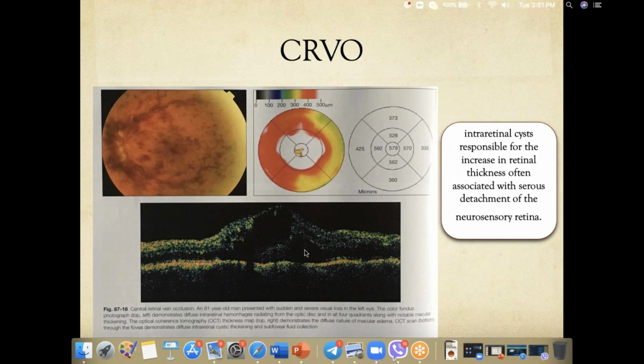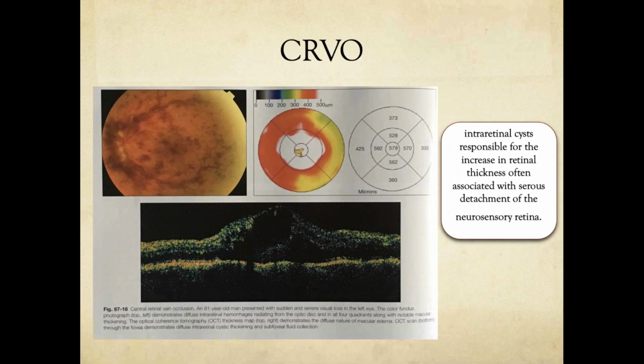The most we can plan is to stabilize the disease. Once the hemorrhages and the inflammation have subsided, perform a panretinal photocoagulation (PRP) to prevent neovascularization, because most likely in CRVO they end up having a neovascular glaucoma. So doing a prophylactic PRP usually helps in cases of CRVO.